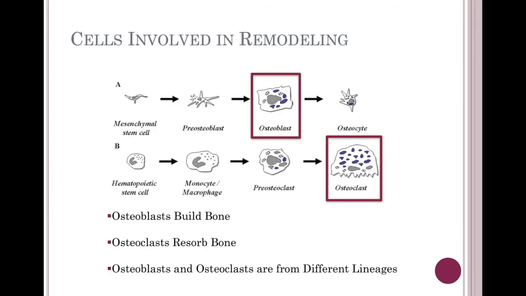The primary cells involved in remodeling are osteoblasts and osteoclasts. Osteoblasts will build the bone, and osteoclasts will resorb the bone. One important thing to note is that these come from completely different lineages. Osteoblasts are derived from mesenchymal stem cells, and they form osteoblasts and then eventually osteocytes, which maintain the bone. But osteoclasts are derived from hematopoietic stem cells and follow an immune cell lineage. So rather than being simply opposite cells in the same lineage, they actually come from different lineages.